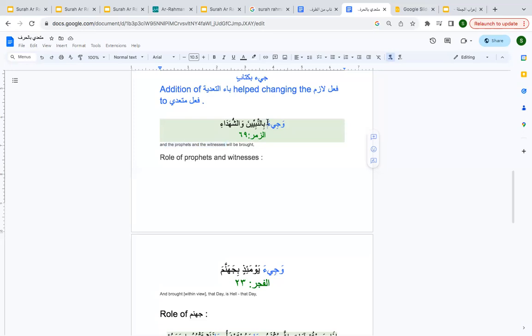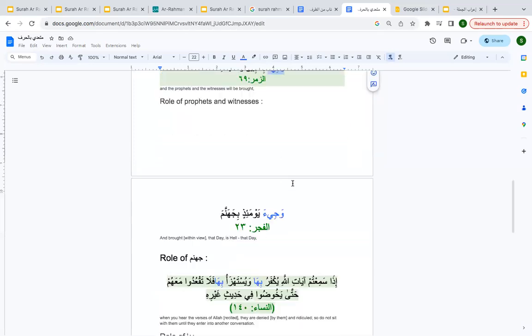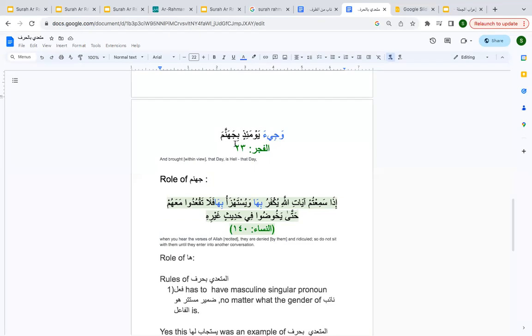Because why is this ji'a in this form? There is a reason. Do you notice? What is the form for this fa'il? Who can tell me? Is it huwa, hiya? What is it? Number one, it is majhul. And number two, it is huwa. Right? Do you notice that?